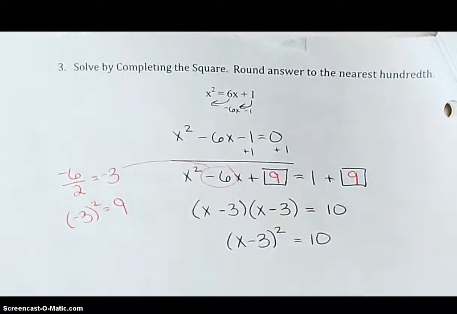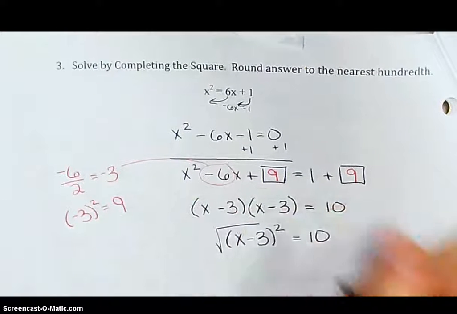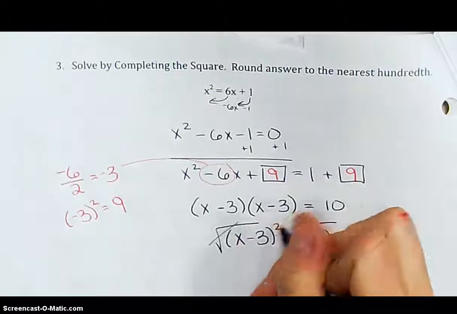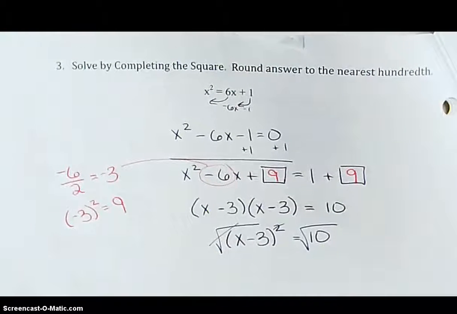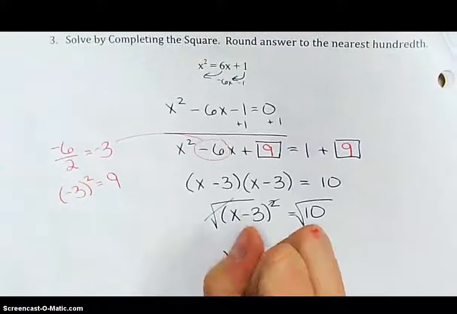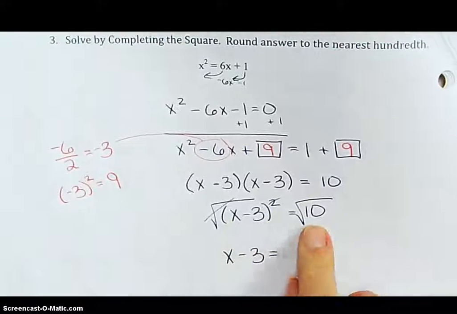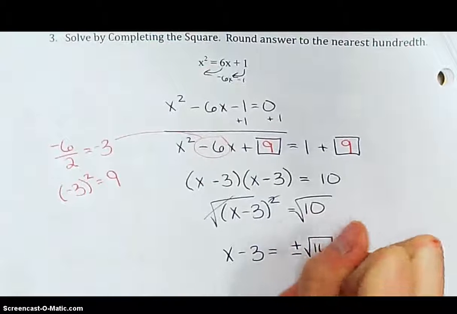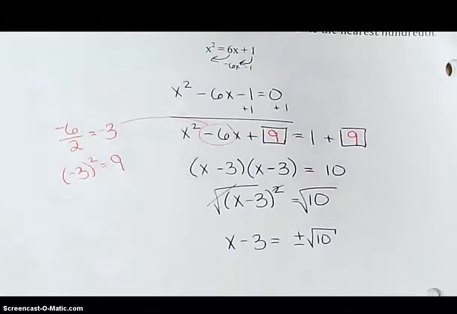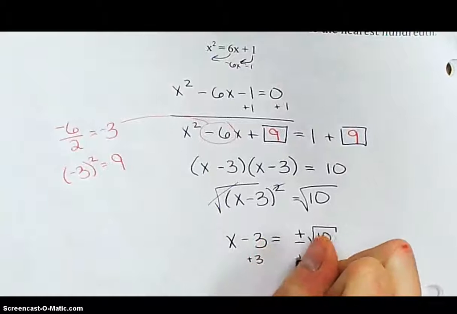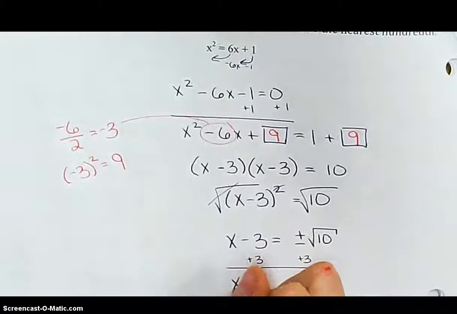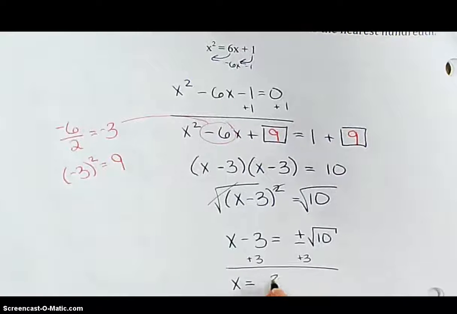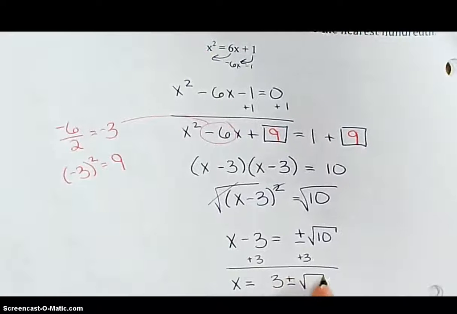Now instead of writing it twice, I'm going to write it out once and square it. So now to get rid of the square, we're going to square root both sides. Now the square root and the squared are going to cancel. And that's going to leave us with x minus 3 is equal to, remember when you take the square root of a number, you get positive or negative of the square root. So now we're going to add 3 to the other side. So x is equal to, now you cannot combine a whole number and a radical, so we put the whole number in front, plus or minus radical 10.